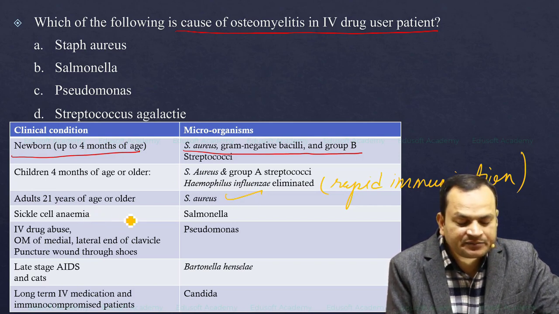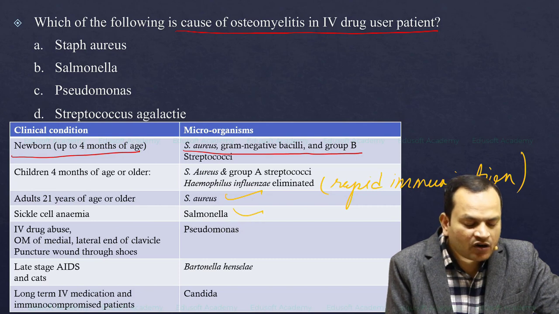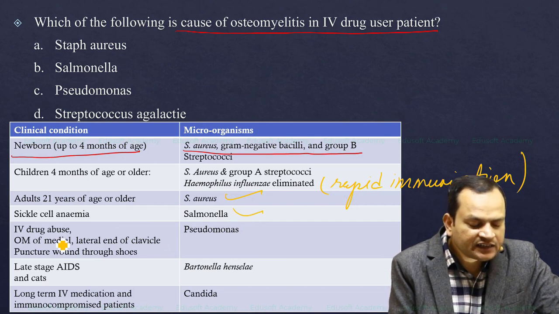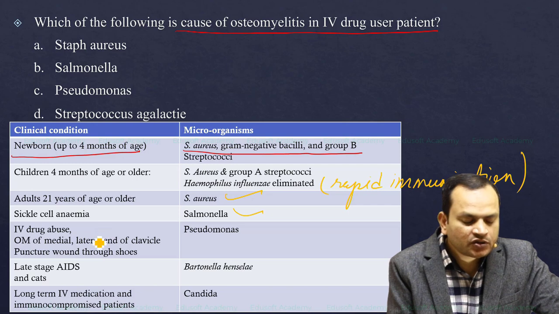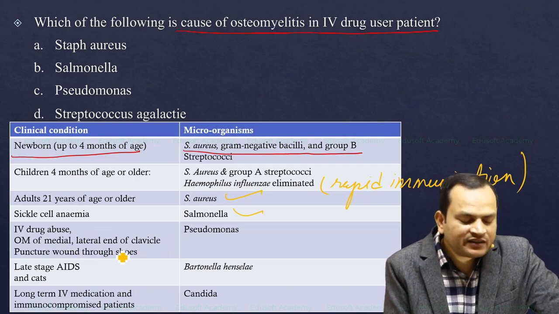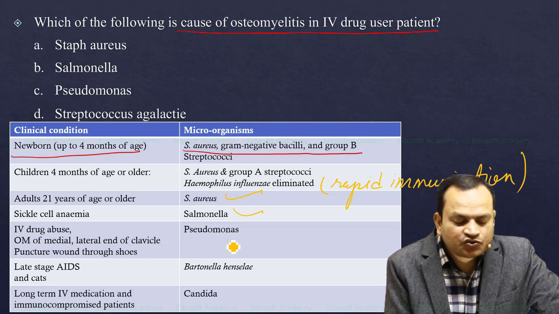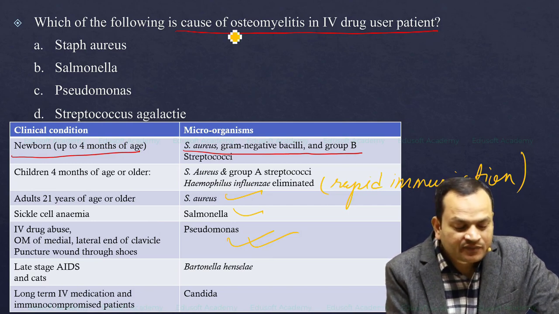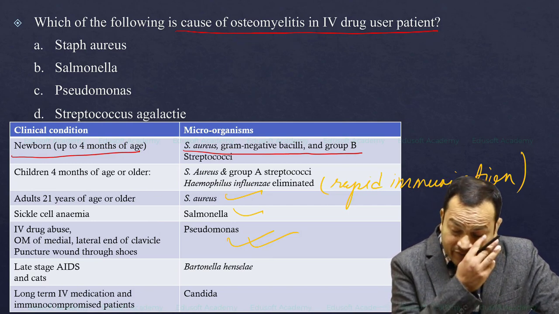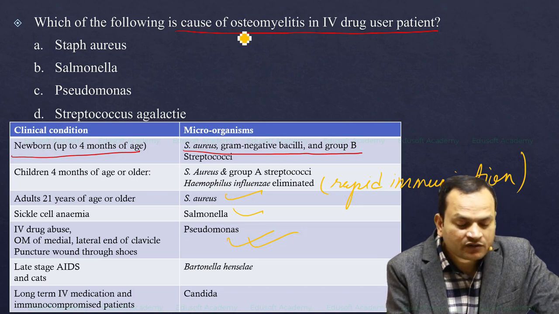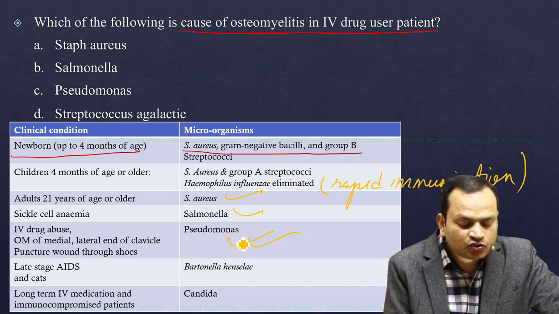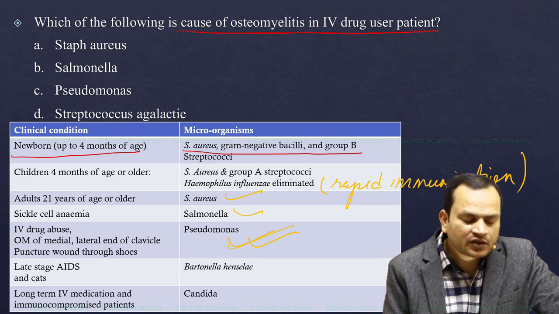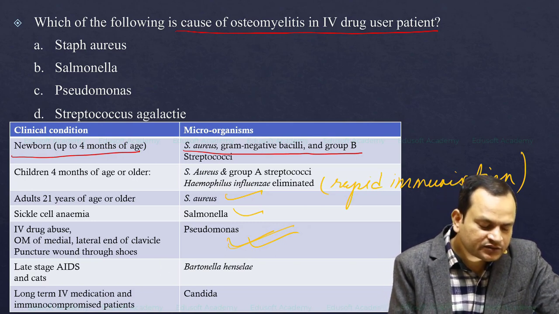In sickle cell anemia, salmonella is the most common cause of osteomyelitis. Similarly, in case of IV drug abuse or osteomyelitis of the medial or lateral end of clavicle, or whenever there is puncture wound through shoes, Pseudomonas is the most common cause. So, in this question, in case of IV drug abuser, the most common cause of osteomyelitis, the answer is Pseudomonas. Okay.